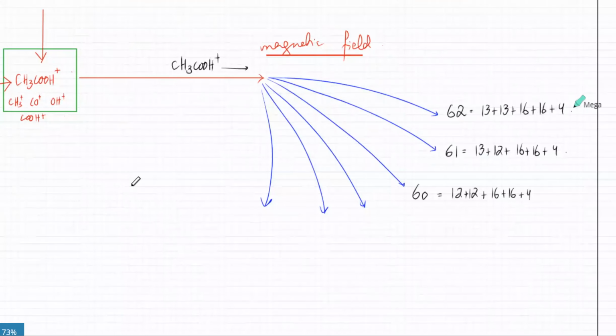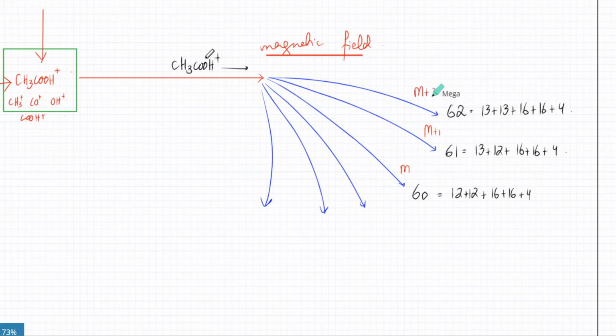Anyways, you have this molecular ion coming in, and this molecular ion has 3 totally different masses. This one is known as the M peak. This one is known as the M+1 peak. And this one is known as the M+2 peak. The reason you call them M peaks is because they're all molecular ion peaks. +1 obviously means that if this is 60, this is 60 plus 1. And if this is +2, that means it's 60 plus 2. So all 3 are molecular ion peaks.